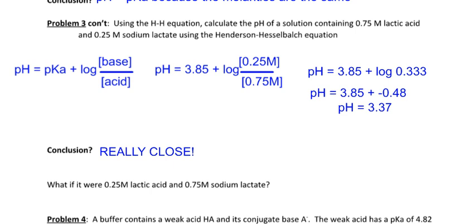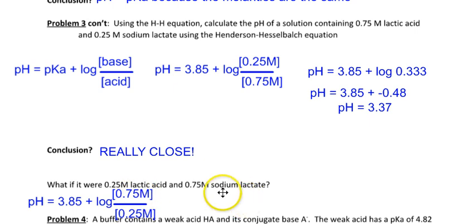And so now I like this next question actually quite a bit, because what happens if I flip-flop the molarities of the lactic acid and the sodium lactate? Why don't you pause this and see what you get? Okay, well, very similar setup. Instead, what's on top? Well, the base is on top. The 0.75 is on top. Okay, the 0.25 is on the bottom. Well, what's 0.75 divided by 0.25?